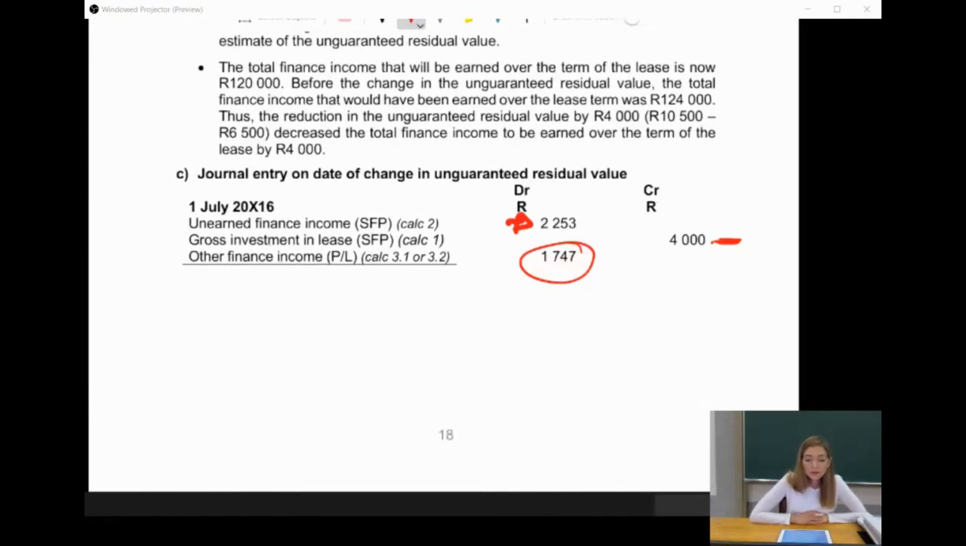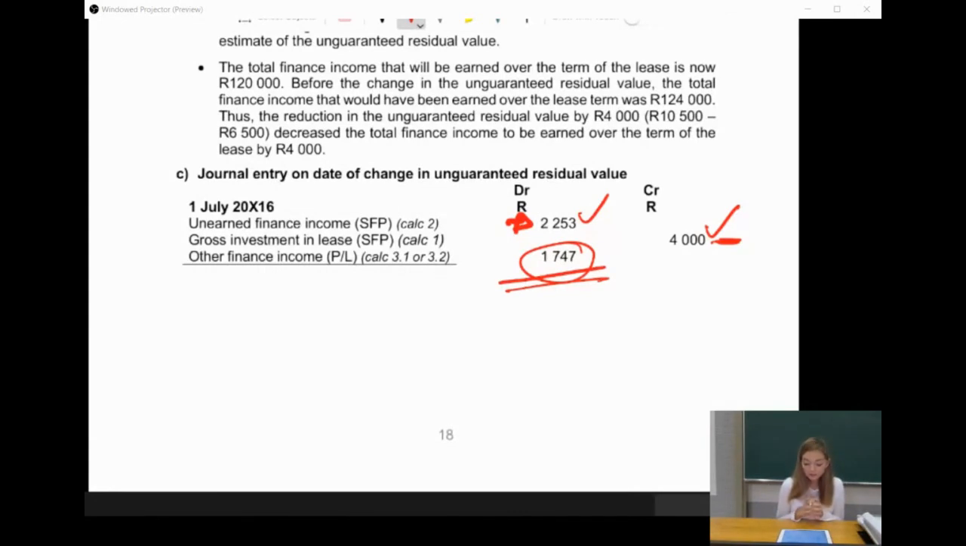So this isn't a prior period error or anything like that where we have to go back and fix the prior years. We do that catch up in the current year. We just do our calculation. We see, okay, this is what the balances should be. We fix our balances to what they should be, and then the difference is just a catch up amount that we put into finance income.